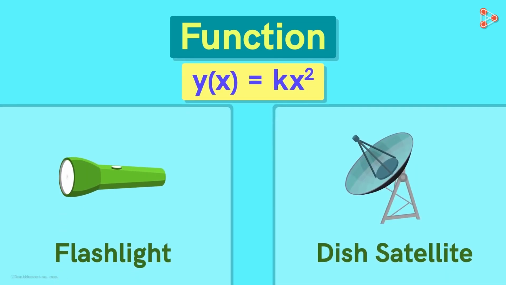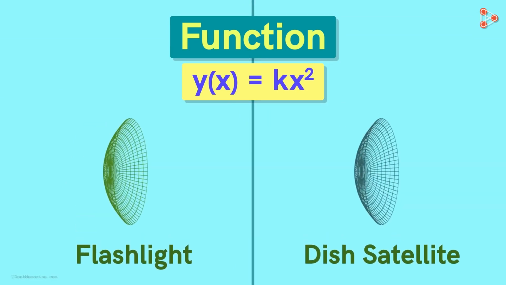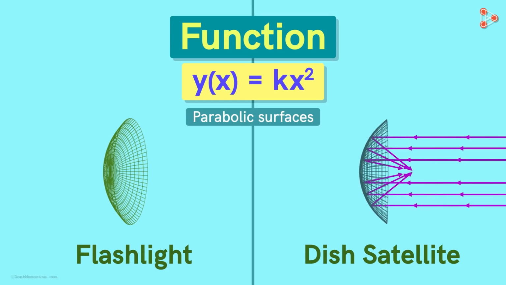Do you remember the question we asked in the previous video? We asked what's common between this equation and a flashlight or a dish satellite. Did you find anything? The mirror in this flashlight and this dish are similar curved surfaces called parabolic surfaces. The special thing about such surfaces is that in the case of a satellite, all the electric signals falling on the dish get reflected to this point called the focus.